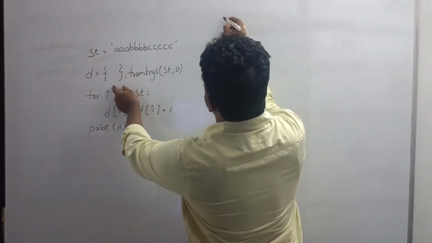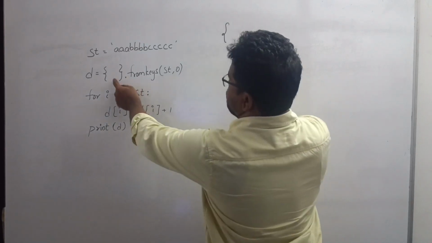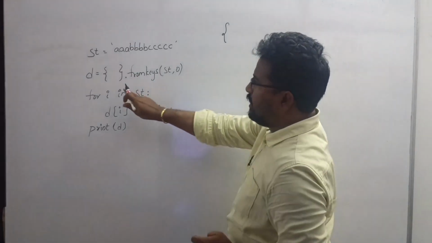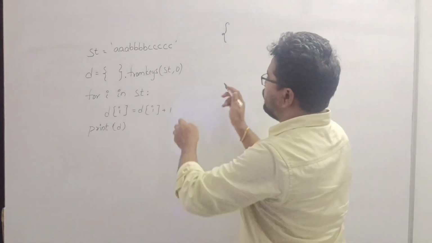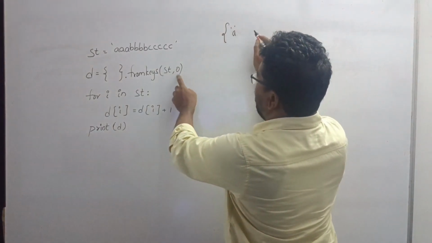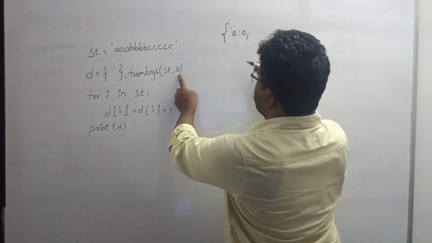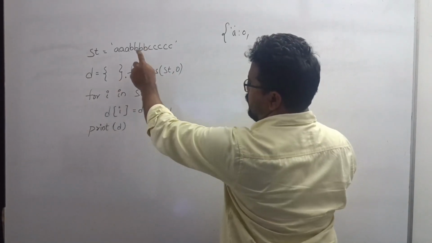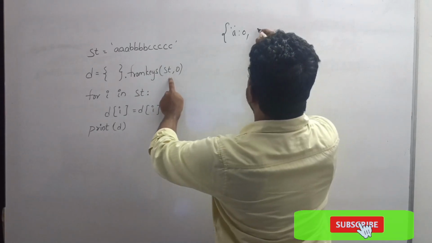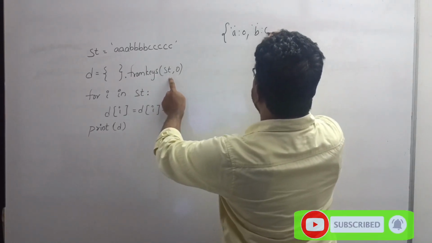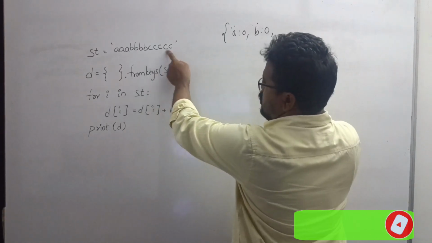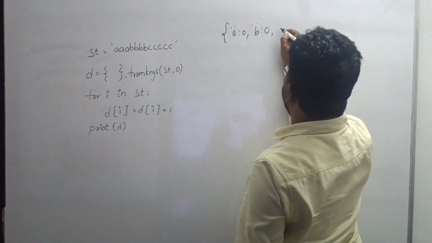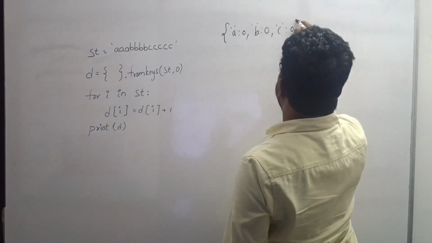So now it will work like this. In st, A is there multiple times, but as we know that a dict does not allow duplicate keys, so it takes only one key, one A, and the value is 0. Next, B is there multiple times, but the dict allows only one as a key, with default value 0. C also is there multiple times, takes only one key, and also gets 0 as the default value. So 0 is the default value, like this.